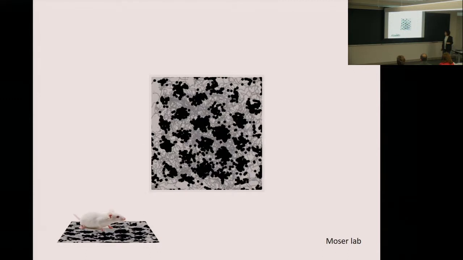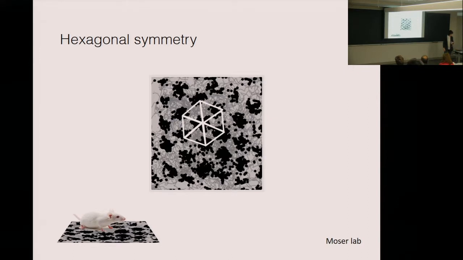Here's a beautiful example of a grid cell. This was recorded in the Moser's lab. Again, this is a top view of a box. The gray is the trajectory, and the black are all the areas where a single cell recorded in the medial entorhinal cortex fired. You can see this pattern has multiple firing fields, and the most prominent property of this firing pattern is, of course, its hexagonal symmetry.